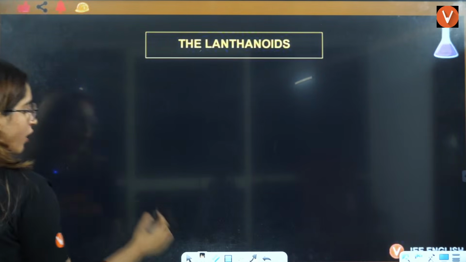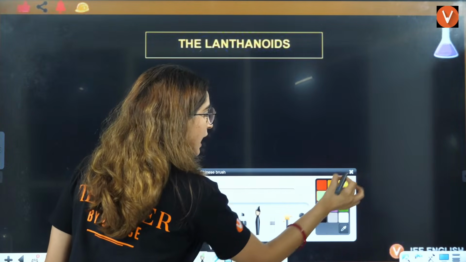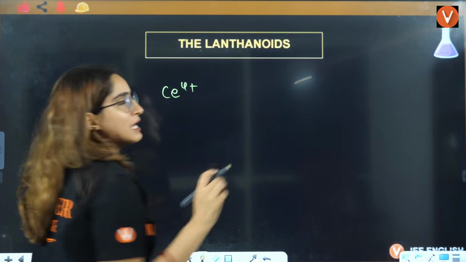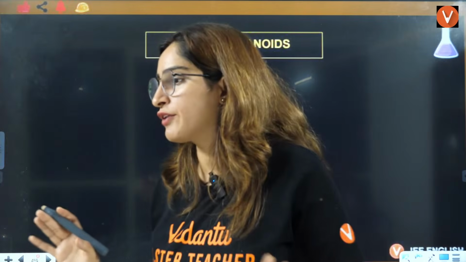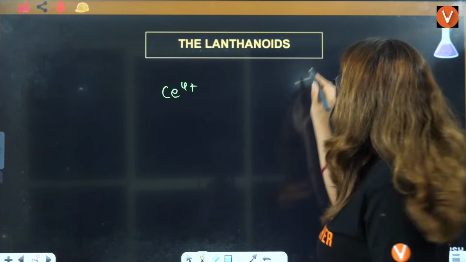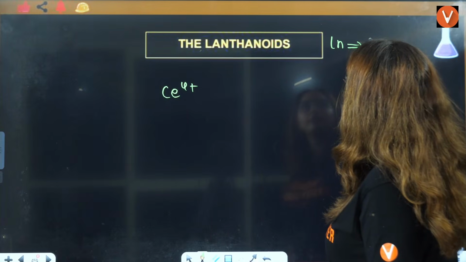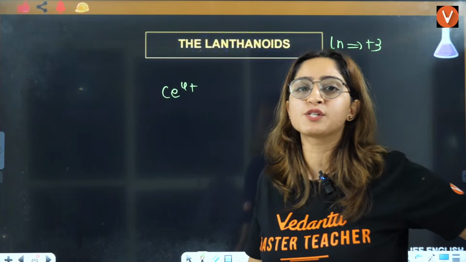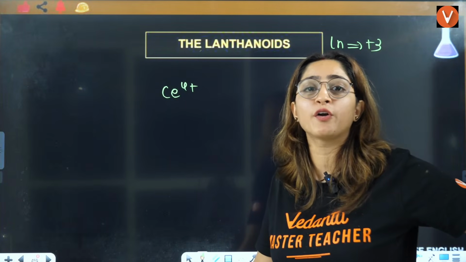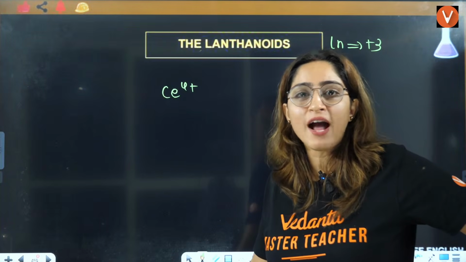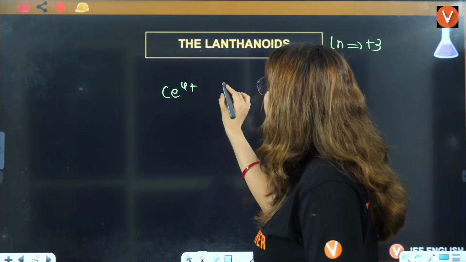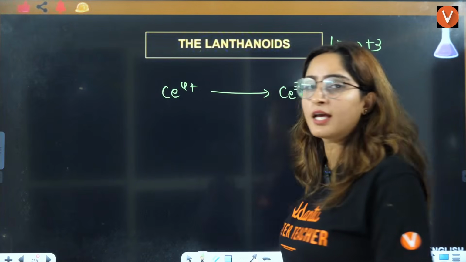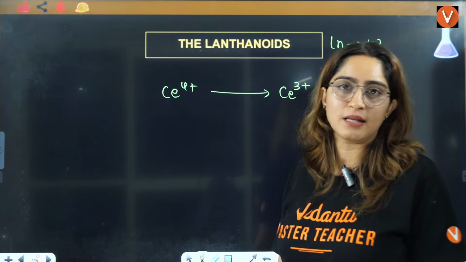So see, what we have is, we know that cerium 4 positive exists. The natural oxidation state for lanthanoids is not +4, it is +3. For lanthanoids, the natural state is +3. So even if it is more stable in +4, like if you're more happy outside your house, even then you will have to come back to your house, right? So even if it is more stable in +4, because all of its family members are existing in +3, it will have to come back to +3, right?